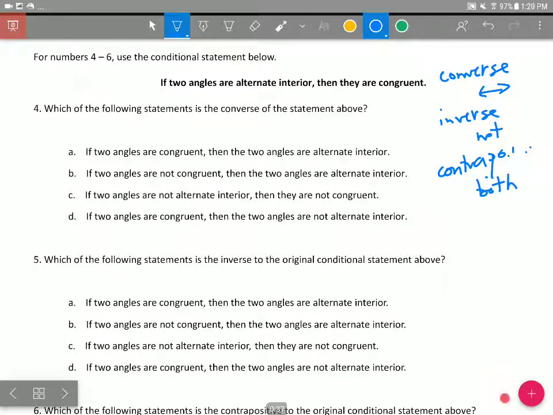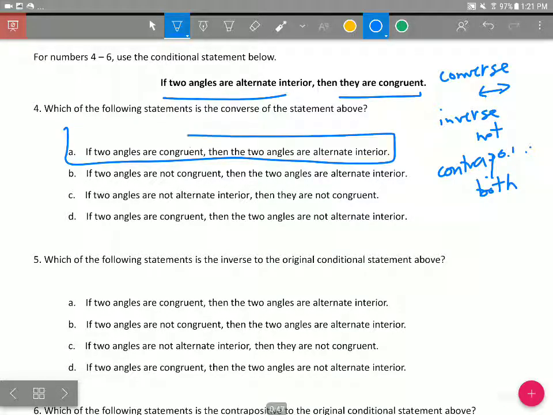Okay, so which is the converse? We want to know when they are congruent, two angles are alternate interior. When two angles are congruent, they are alternate interior, that's A, that one right there. This one looks right, but it's got the not right there, so that one's not. So letter A for that one.